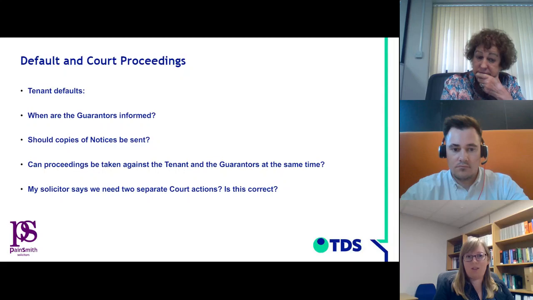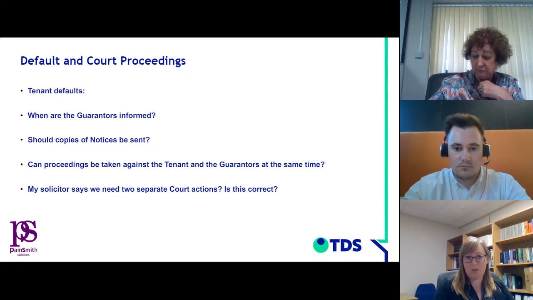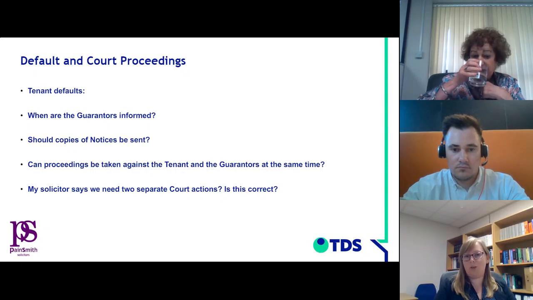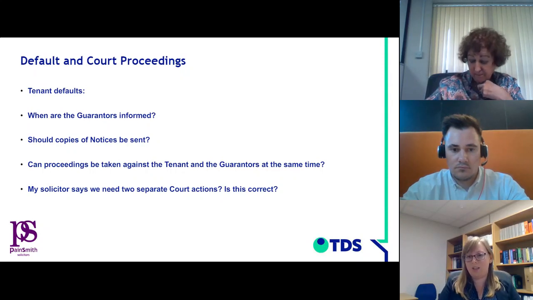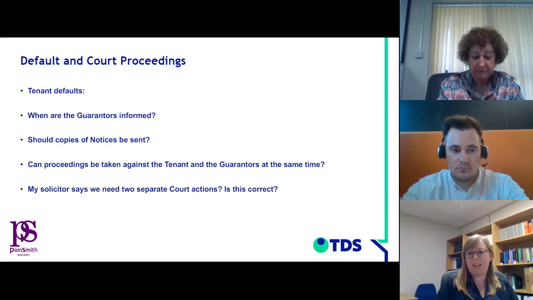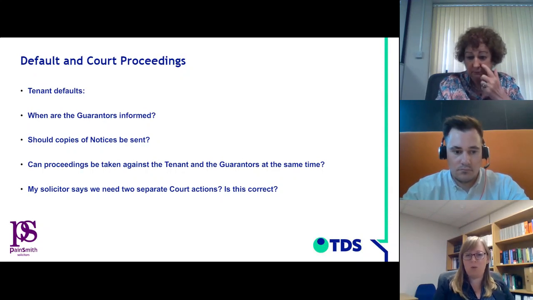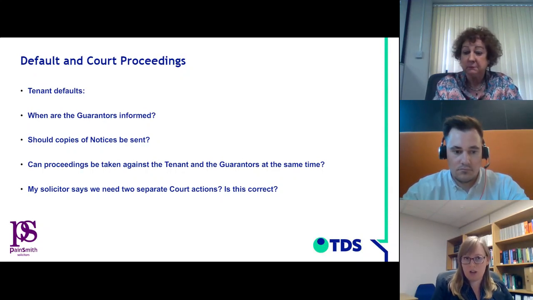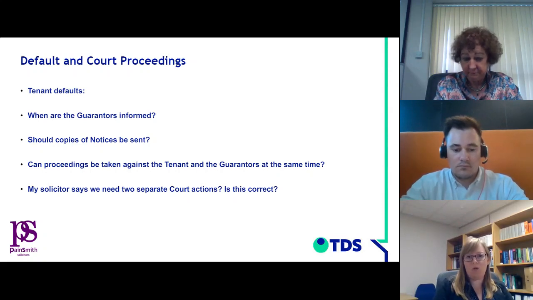Now, at what point do we perhaps consider including the guarantor as part of those proceedings? Well, there is often a misconception, and as it says at the bottom of that slide there, my solicitor says that I can't have two court actions. Well, yes, you can't have necessarily two court actions taking place at the same time. So you wouldn't be considering relying on a Section 8 for breach of tenancy and a money judgment against the guarantor running at the same time as two separate claims. But why not consider joining them?